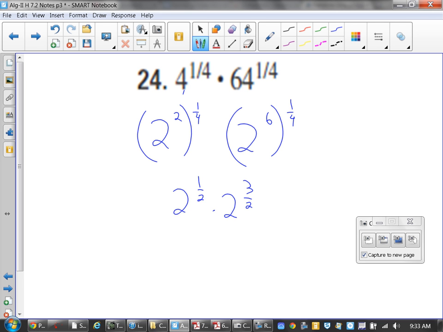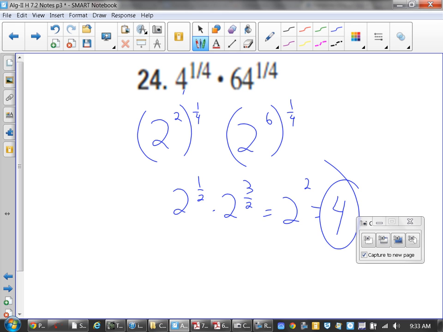3/2. Do those have the same base? Yeah. Do they have different exponents? Yeah. What do you do? You add them. What's 1/2 plus 3/2? 4/2, otherwise known as 2. Oh, that's easy. You break it down to the simplest base, and you build yourself out.